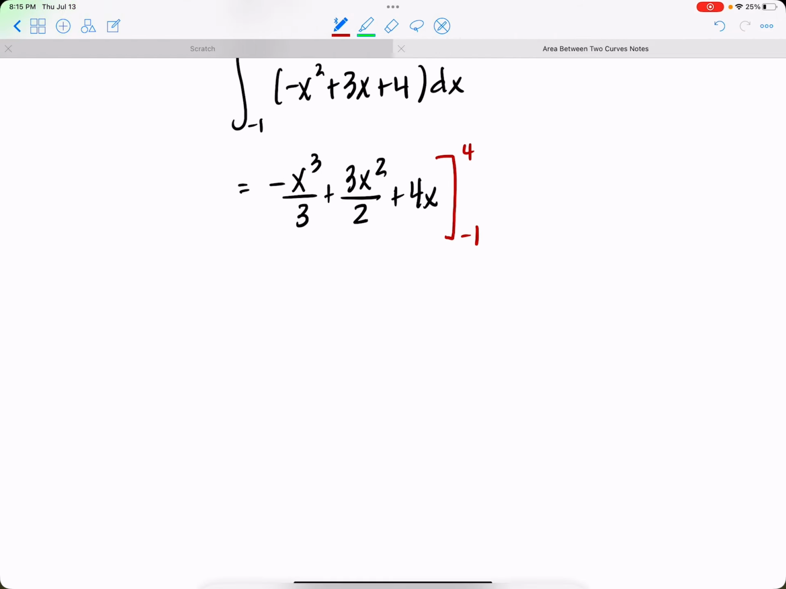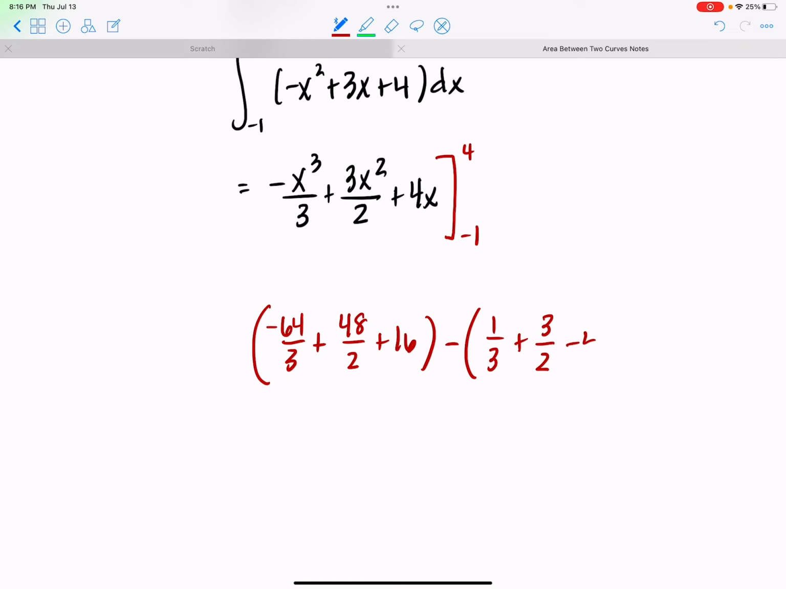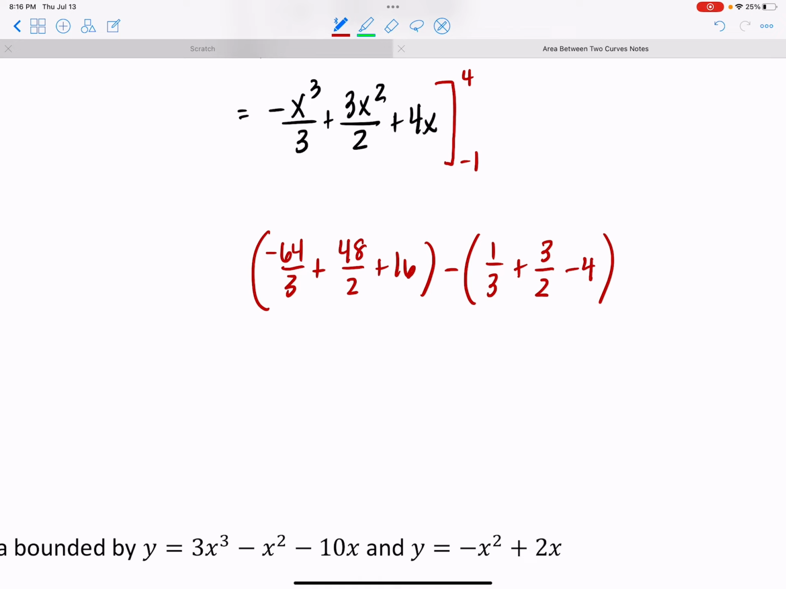So let me plug the 4 in. 4 cubed is going to be 64, so -64 over 3. And then 4 squared is 16. 16 times 3 is 48, so that's going to be 48 over 2. And then 4 times 4 is 16. So that's what we get when we plug in the 4, minus, let's plug in the -1. So a -1 cubed is -1, but times a negative will make it positive, so we get a 1/3 there. -1 squared is 1, times 3 is 3, so that's going to be 3 halves there, and then a -4 for that last product. Alright, common denominators, again, going to be 6.